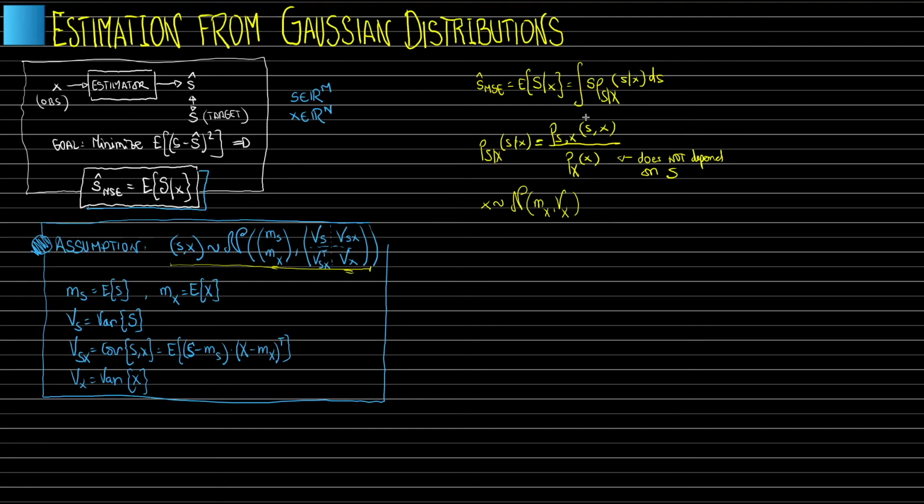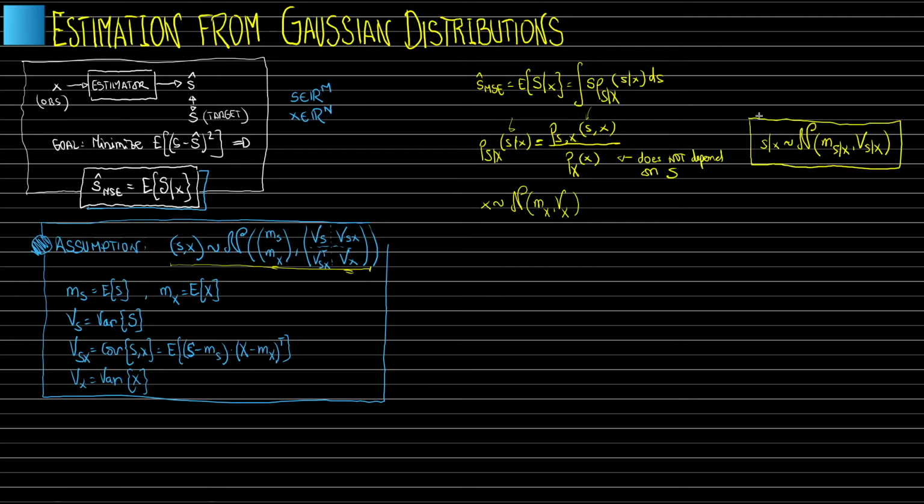Therefore, if the joint distribution has a Gaussian shape as a function of S, the posterior distribution will have a Gaussian shape too. Therefore, we can assert that the posterior distribution of S given X will also be Gaussian with some mean and some variance that we don't know, but that we could compute. Okay?